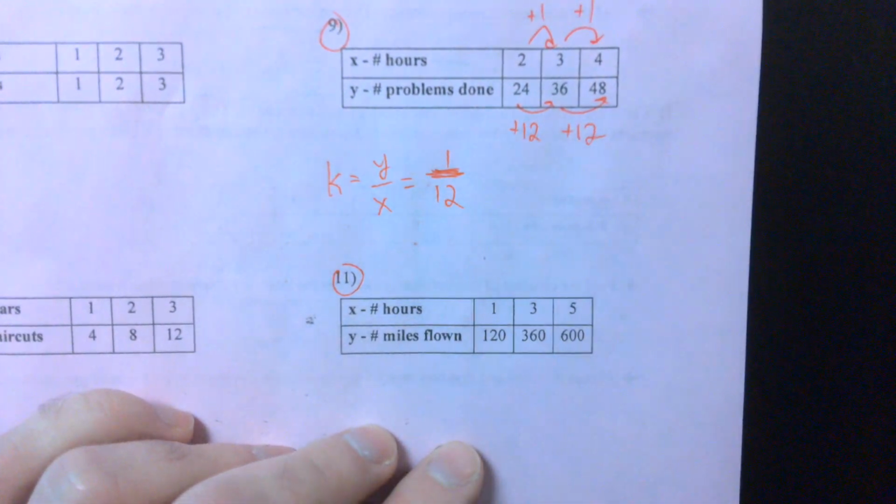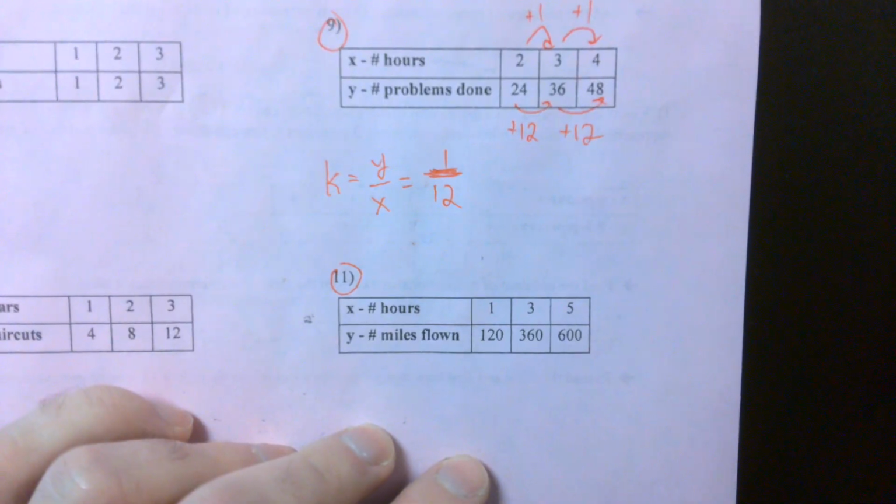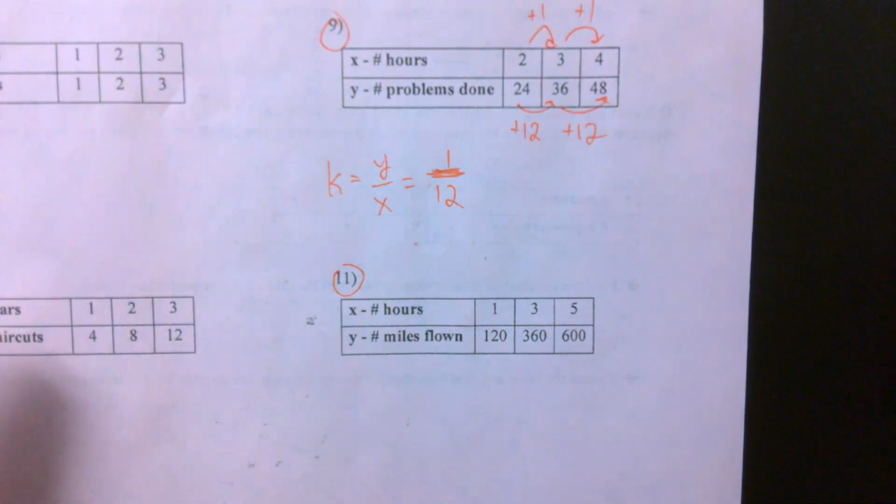Right? Can I simplify 1 over 12? No. So is that just my answer, 1 over 12? Yeah. Give me a thumbs up. You got 1 over 12 on number 9.